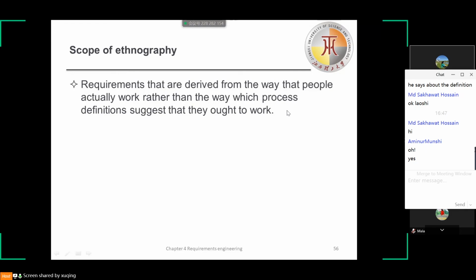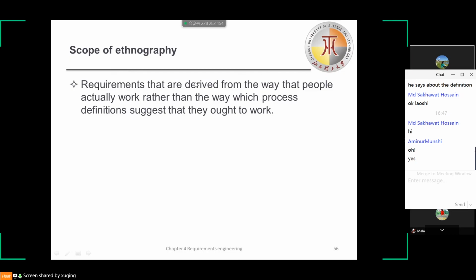So you see here, in this situation, it's not just the way the process definition suggests we should do it. It is rather the way that people actually work. We can only observe these kinds of things by ethnography. It's really difficult to discover these situations with, for example, interviews or scenarios.